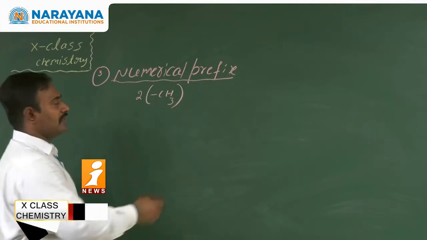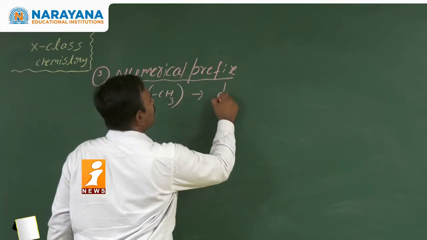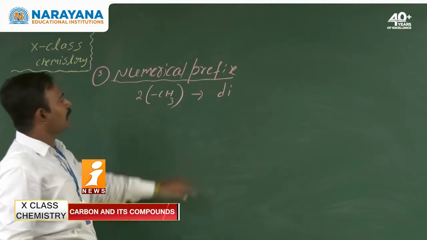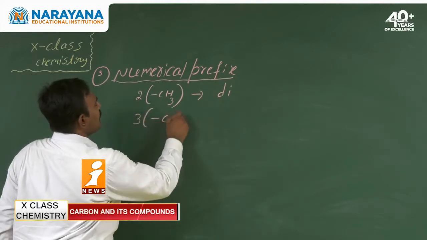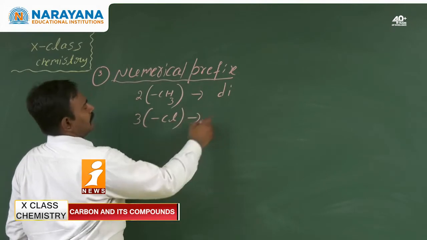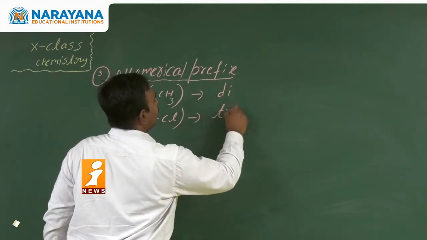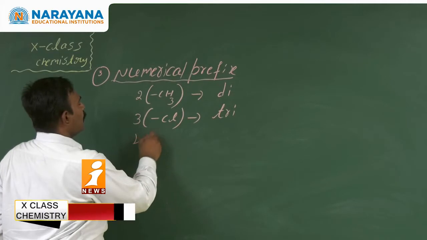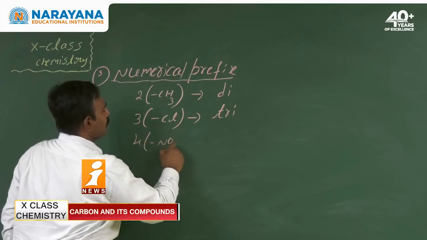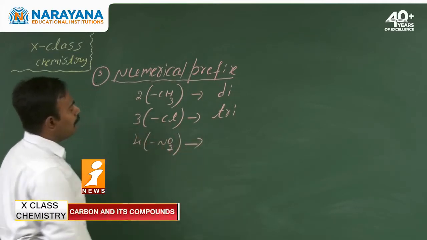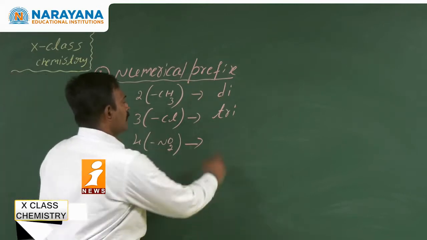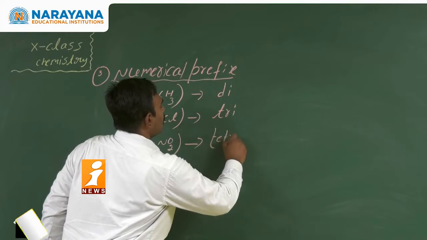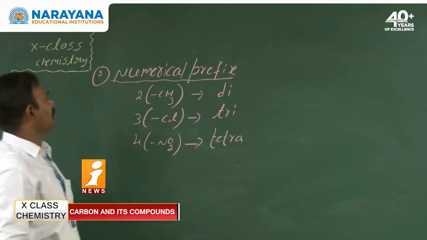Suppose 2 methyl groups are there. Then the numerical prefix will be di. Suppose the same chlorine atom is repeating 3 times as a substituent, then tri. Suppose the same kind of nitro group is present 4 times in the carbon compound, then the numerical prefix will be tetra, like this.